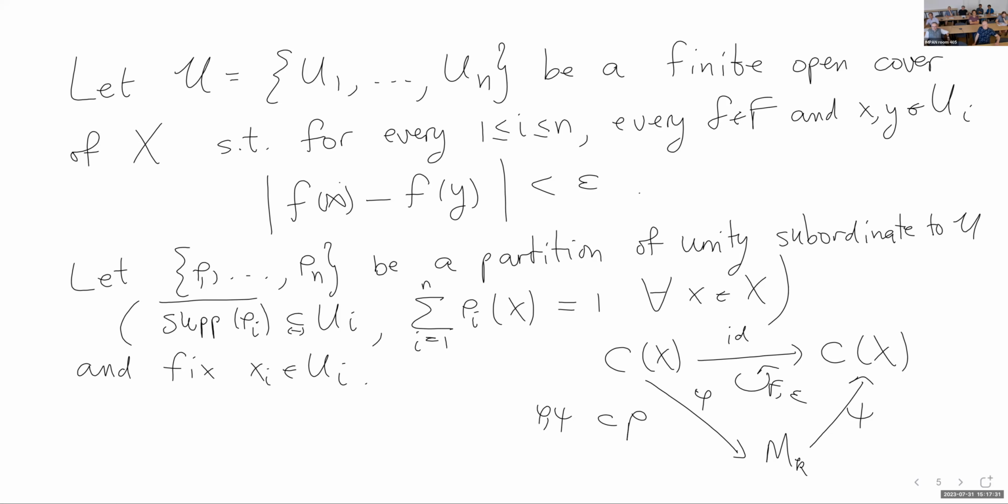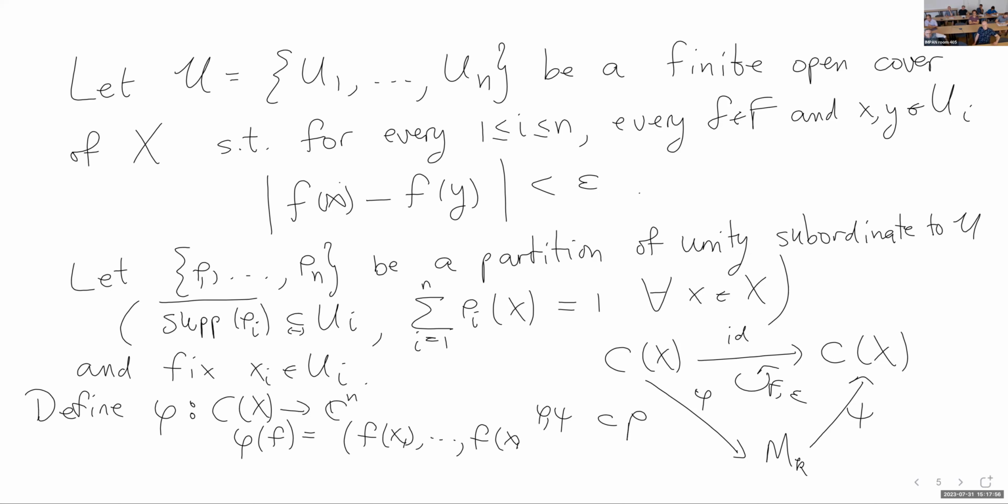Okay, so now I need to define these maps. Let's define phi. This is just going to be C(X) to C^n, as it turns out, and it's just going to be evaluations at these points. So phi(F) is F evaluated at x1, ..., F evaluated at xn.